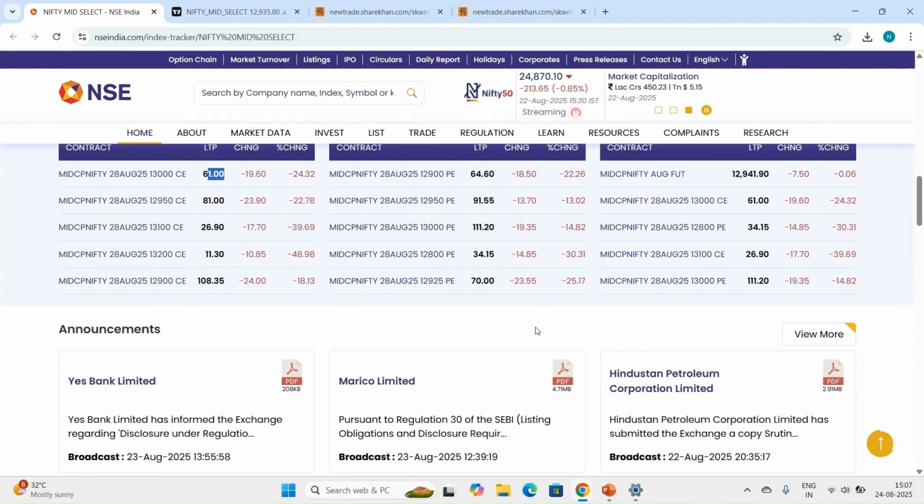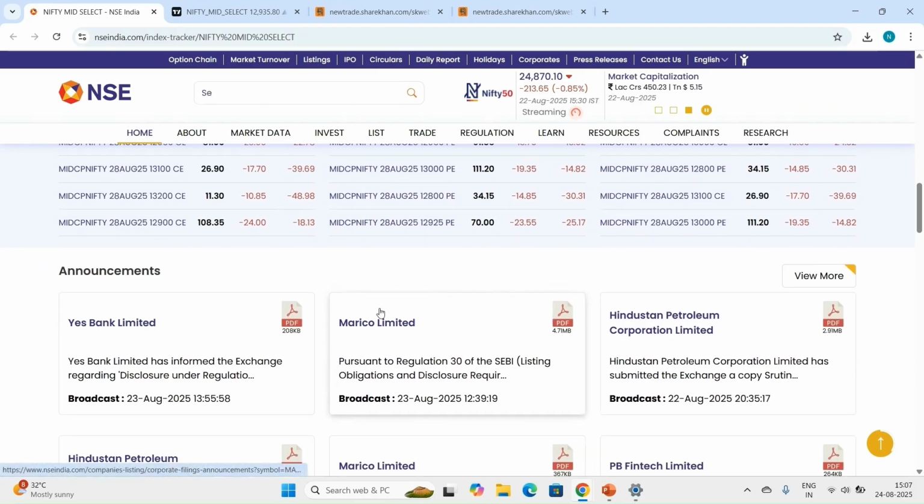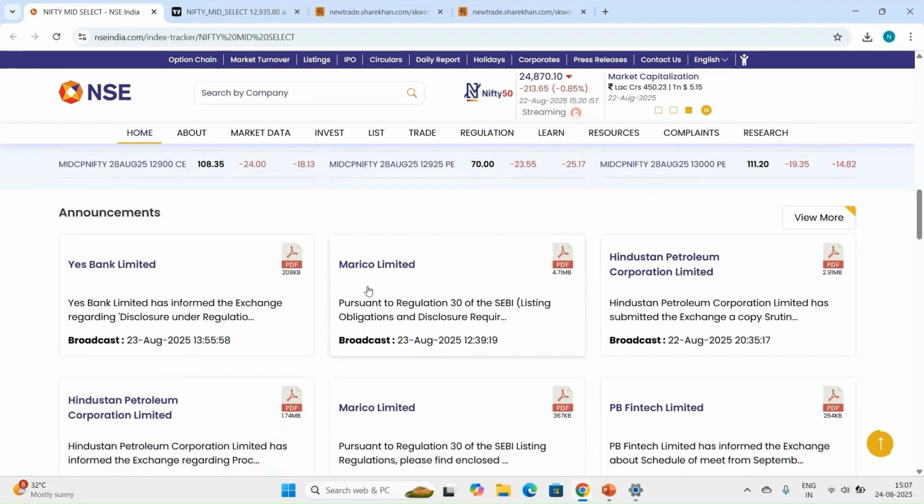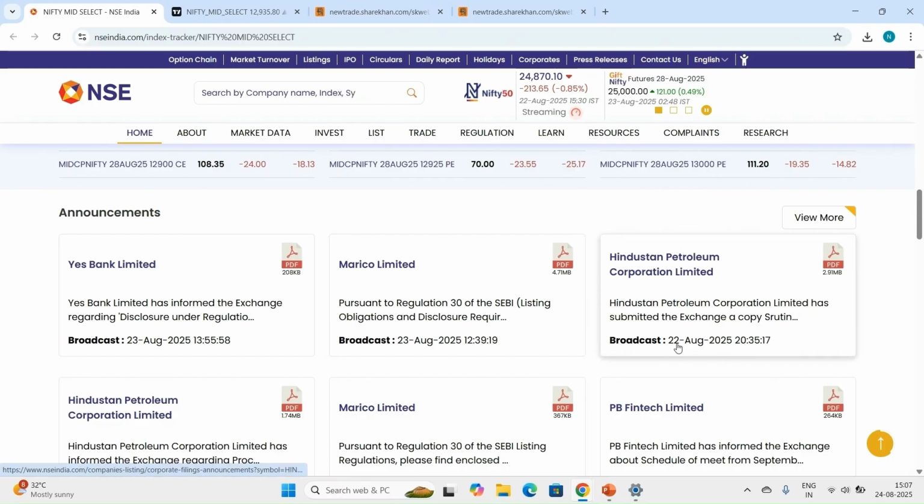So here you can also see which are the stock-specific news on the mid cap. That will also help you while making the long and short positions.